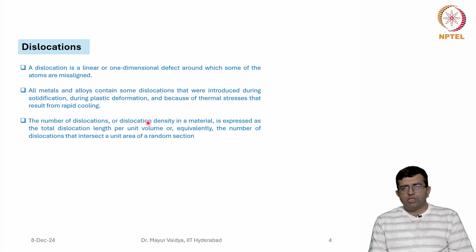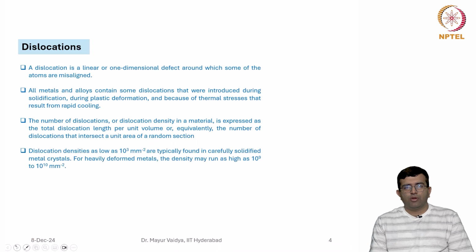The number of dislocations, or the dislocation density in a material, is usually expressed as total dislocation length per unit volume, or equivalently the number of dislocations that intersect a unit area of random cross section. Dislocation densities are usually as low as 10^3 per millimeter square in very slowly, carefully solidified metal crystals. For heavily deformed material, it may run as high as 10^9 to 10^10 per millimeter square. We will have a separate lecture devoted to dislocations.